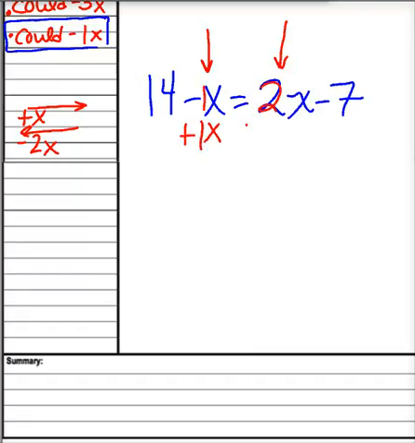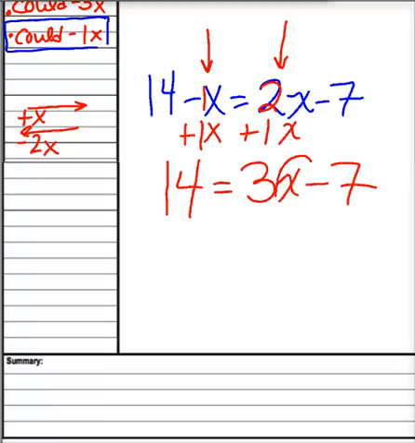And it's really 1x if you like to put that on there. You might have subtracted 2x, and if you did it right, your answer will be right. I have 14 on the left equals 3x minus 7 on the right. My variable is over here. So I circle it. It makes my eyes go to where I need it to go, which is over to the right to solve for x.